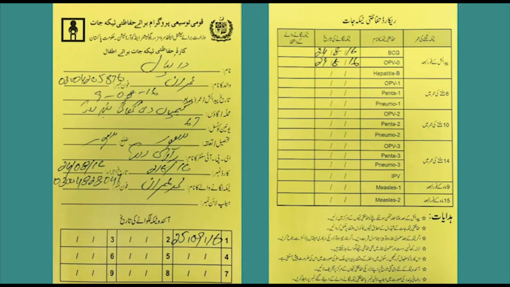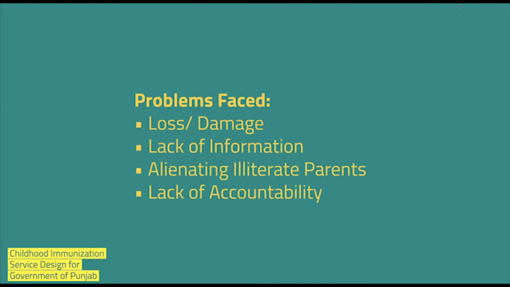So the parent was supposed to bring their kid to the healthcare center or schedule their next appointment accordingly. But this had a lot of problems. And I've listed 4 of the main problems that we were told about. One was that a lot of parents would lose or damage this card, and that obviously was a big problem, because if that had the dates of the next shots written on it and you lost it, that could seriously affect the kid's health.